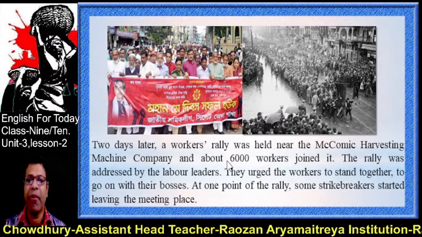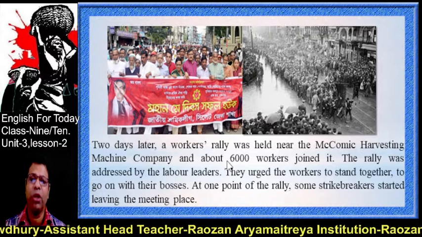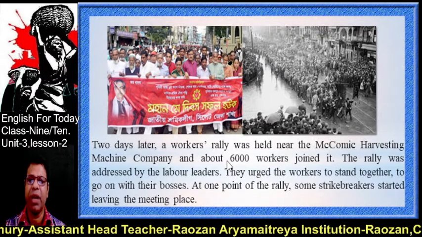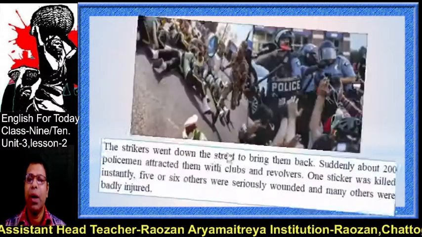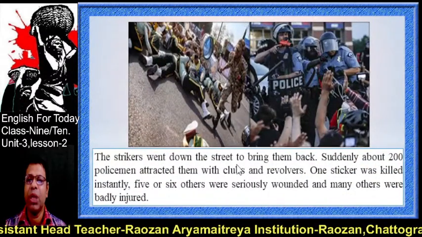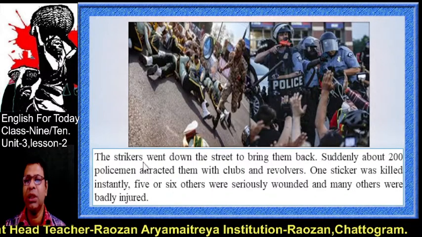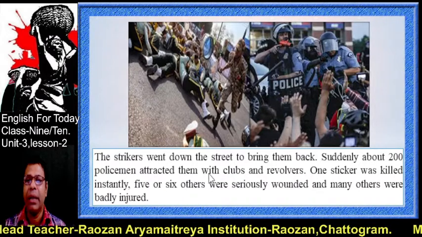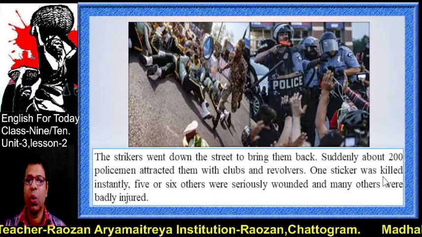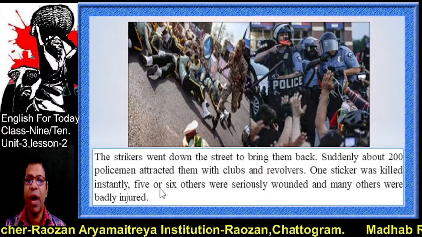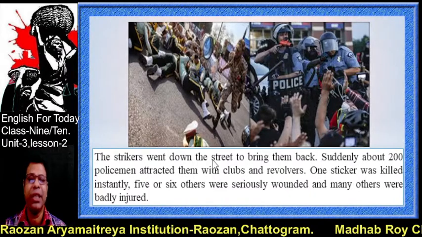At one point, some strike breakers started leaving the meeting place. The strikers went down the street to bring them back. Suddenly, about 200 policemen attacked them with clubs and revolvers. One striker was killed instantly. Five or six others were seriously wounded and many others were badly injured.